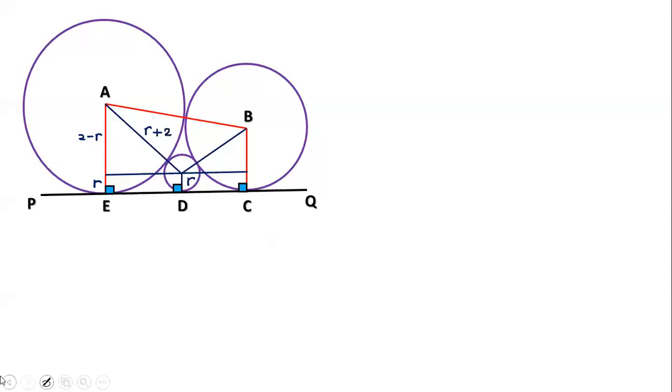Done. So what I'm going to do here, for this triangle, I'm going to take out this triangle for you out here, so that it's easy for you to understand. I'm going to label all this again, 2 minus R and R plus 2. So we're going to find this ED now. The length of ED, in terms of R. Okay, let us start. ED.